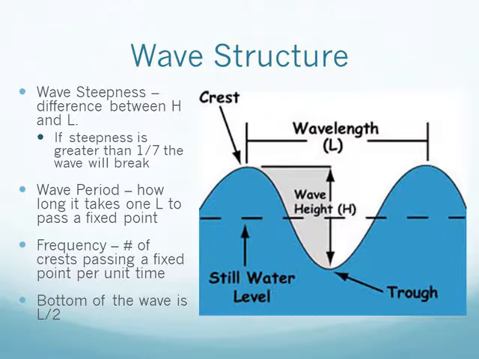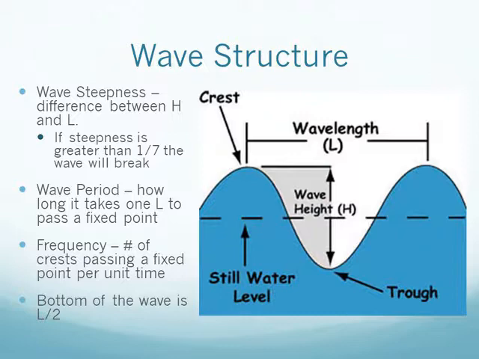There also is a wave period, in which you are looking at a fixed point and you look to see how long it takes for one wavelength to pass by this fixed point. This can help you with the wave frequency. This wave frequency is how many crests pass by a fixed point in a given time. So the faster the waves are traveling, the shorter your wave period, and the larger your frequency of waves are.